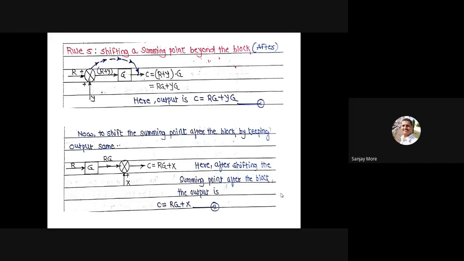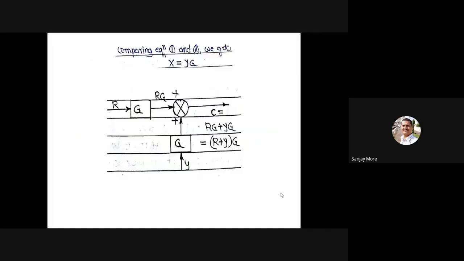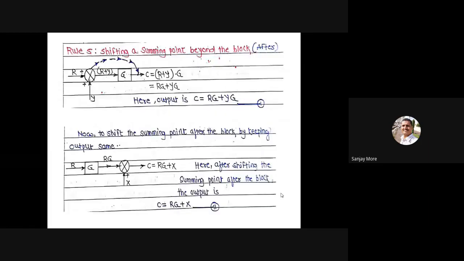Then next, rule number 5, shifting a summing point beyond the block or after the block. Rule number 5, shifting a summing point beyond the block or after the block.